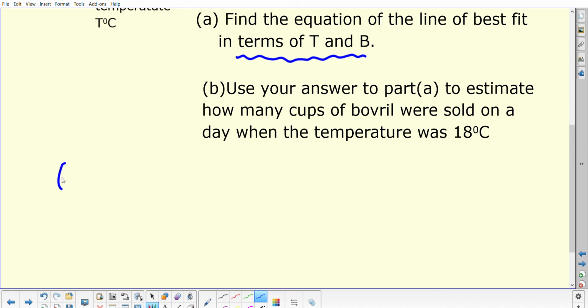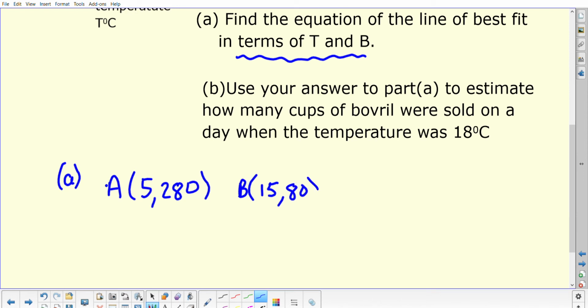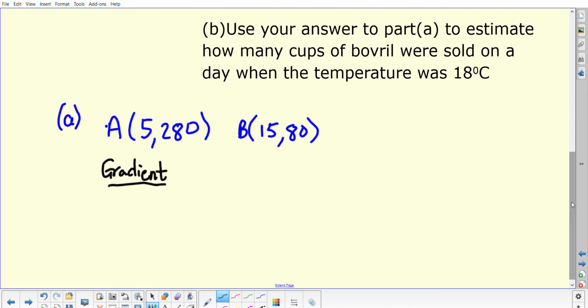So as I've just said, to do part A, we need these 2 points, so I'm just going to write them down here again. So we've got 5, 280, and point B with coordinates 15, 80. Now, anytime you're asked to find the equation of a straight line, two pieces of information that you need are the gradient and a point. So we've actually got 2 points, so that's okay. We'll be able to pick one of them. The gradient, however, we're going to use the gradient formula to find.